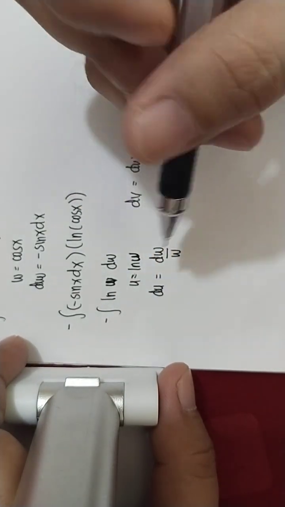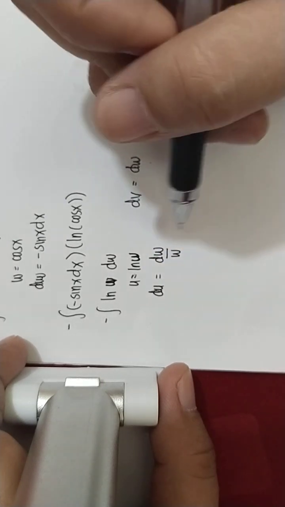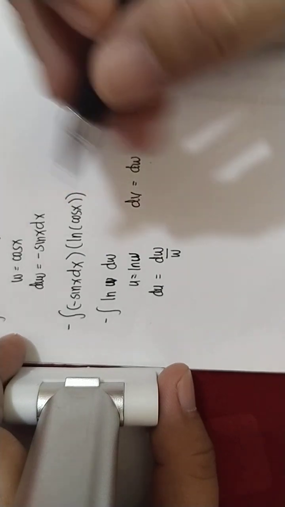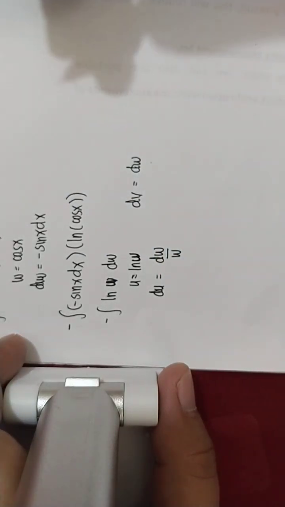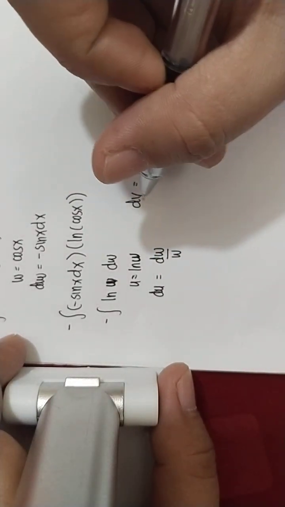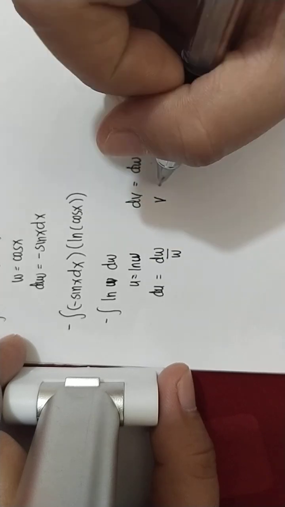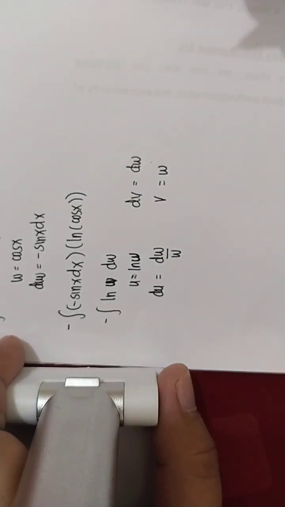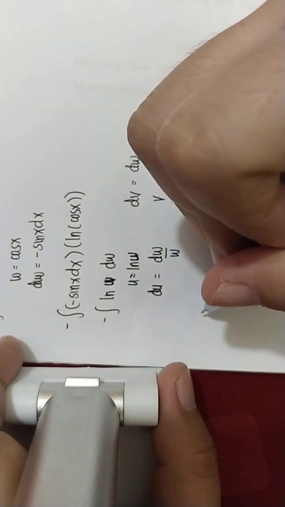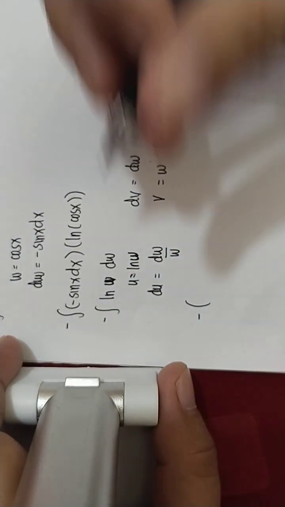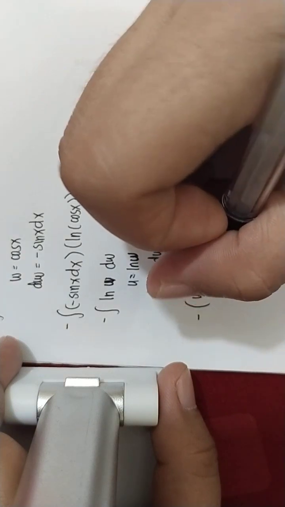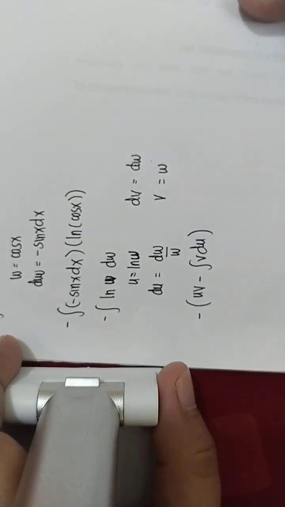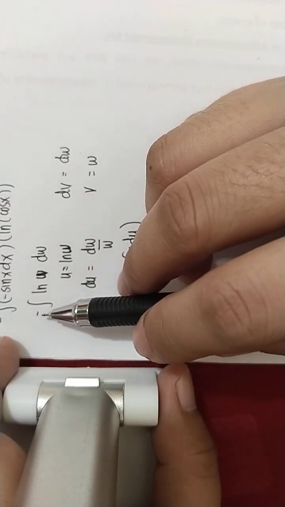Again, ito yung sinasabi ko. If you saw du over u, ln of u yun. dx over x, ln of x yun. Now, if you have ln of w, the derivative is dw over w. And then, the integral of dv is v, then the integral of dw is w. Okay, now we have negative sign here, and then we apply the by parts. The formula is uv minus integral of v du. Yan yung pinaka-formula.